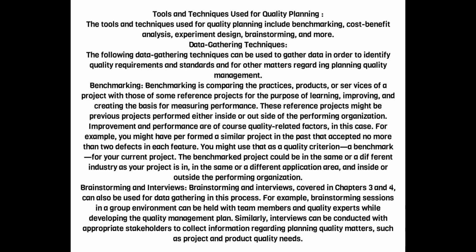Brainstorming and interviews, covered in chapters 3 and 4, can also be used for data gathering in this process. For example, brainstorming sessions in a group environment can be held with team members and quality experts while developing the quality management plan. Similarly, interviews can be conducted with appropriate stakeholders to collect information regarding planning quality matters, such as project and product quality needs.